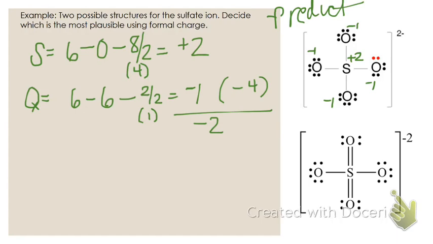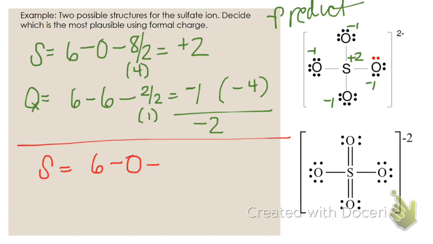Okay? So now let's do this in red. Now let's do the other molecule. My sulfur still has 6 valence electrons. I still have 0 non-bonded electrons. And how many total bonds do I have? 1, 2, 3, 4, 5, 6. 6 times 2 is 12. So 12 divided by 2, which is 6 bonds, is a 0 formal charge on sulfur.